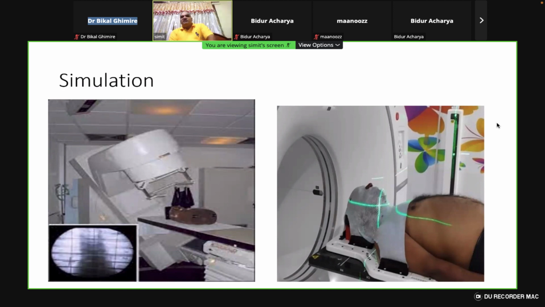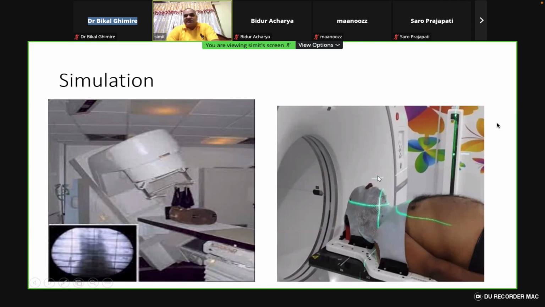Then simulation. Simulation is where we simulate the patient in the treatment position so that we know exactly how much dose is given. This is the simulation. This is a fluoroscopic simulator, where we can see the fluoroscope. The patient is kept in the treatment position under the fluoroscope. By fluoroscope, we see which part we want to irradiate. This is a 2D method.